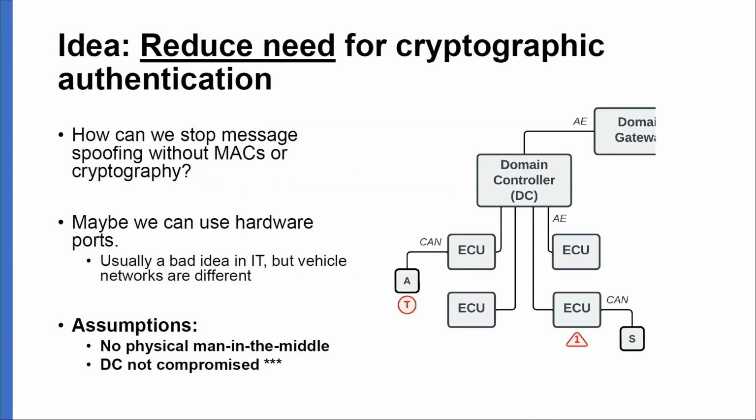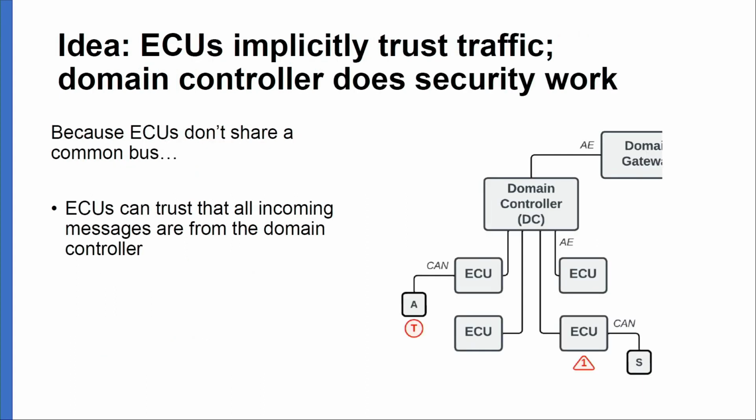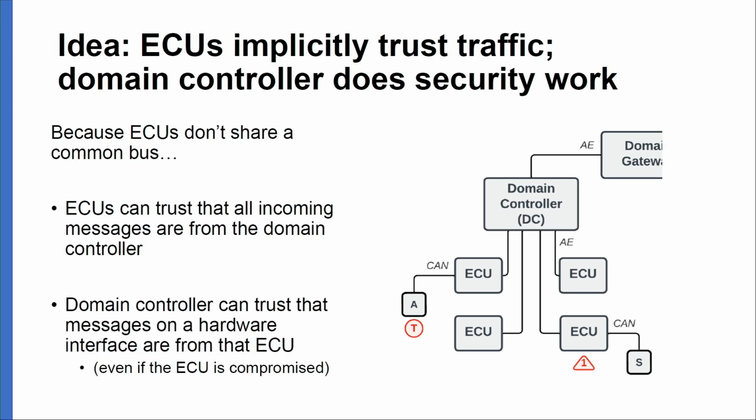So one idea is maybe we can reduce the need for cryptography. So can we authenticate without crypto? One idea would be to use hardware ports. So this is normally a really bad idea in IT networks that are very dynamic and changing, but vehicle networks are much more static. So if we have an architecture like this where ECUs don't share a common bus, maybe we can authenticate that way. And this will assume that there's no physical man in the middle and that we can trust the domain controller, which we'll talk about later. But the idea is that if the ECUs each have one connection outwards, then they can trust that any data coming in is from the domain controller, and the domain controller can trust that any data coming in on a certain interface is really from that ECU, because physically there's nowhere else it could go.